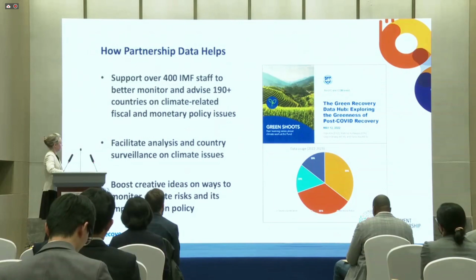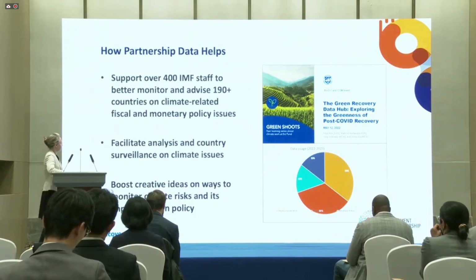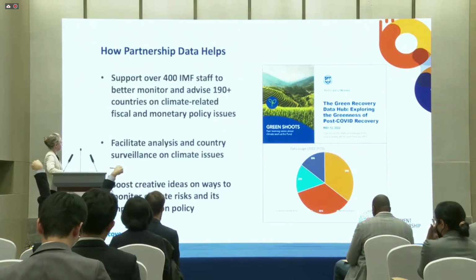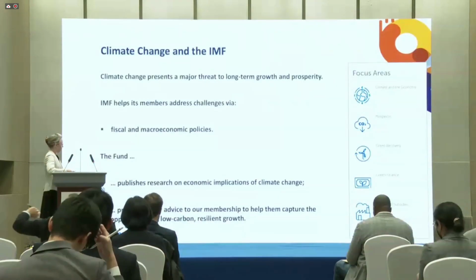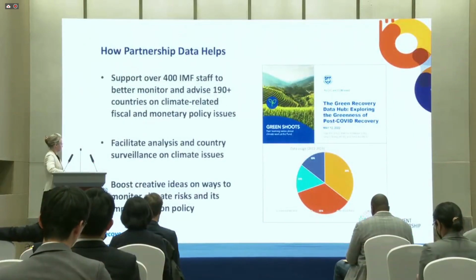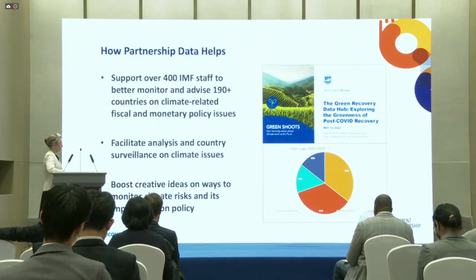The work also helped encourage a lot of new ideas to use partnership data to strengthen its monitoring of climate risks and their implications on policy. We are very grateful for all the support from our data partners and look forward to more collaboration in the future. Now I will pass on to my colleague Mahmoud to share more of the climate work at the IMF.